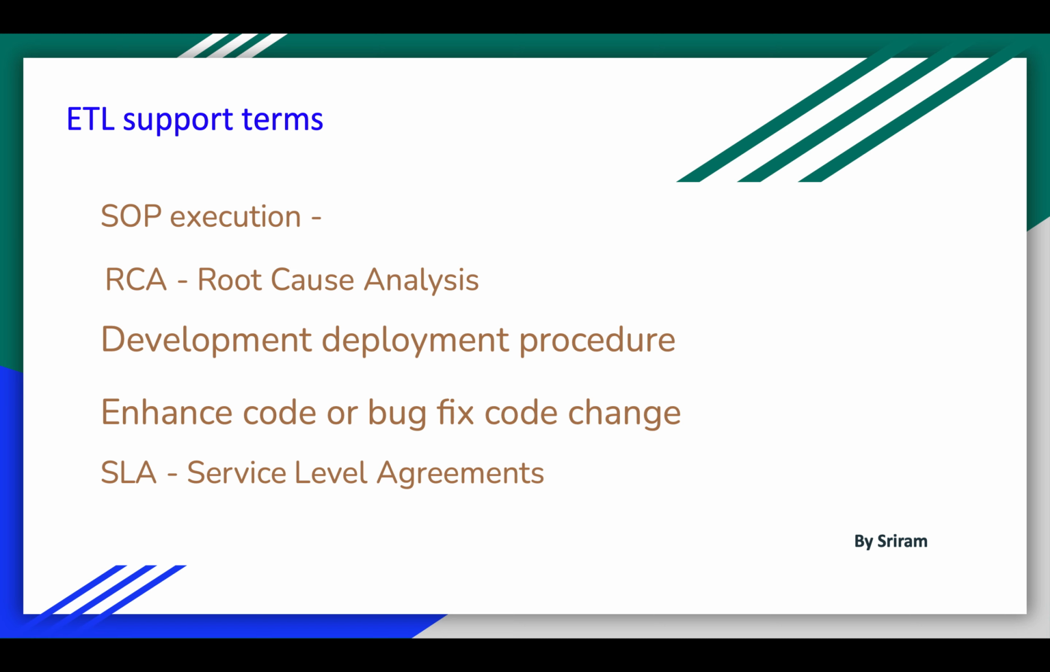A severity 2 issue is something we can wait on for 1, 2, or 3 hours, and we have to contact the source team, get the new data, and then load it in. Severity 3 is something the development team can take care of, with changes in 3 hours to 24 hours of time. So that is the service level agreement.